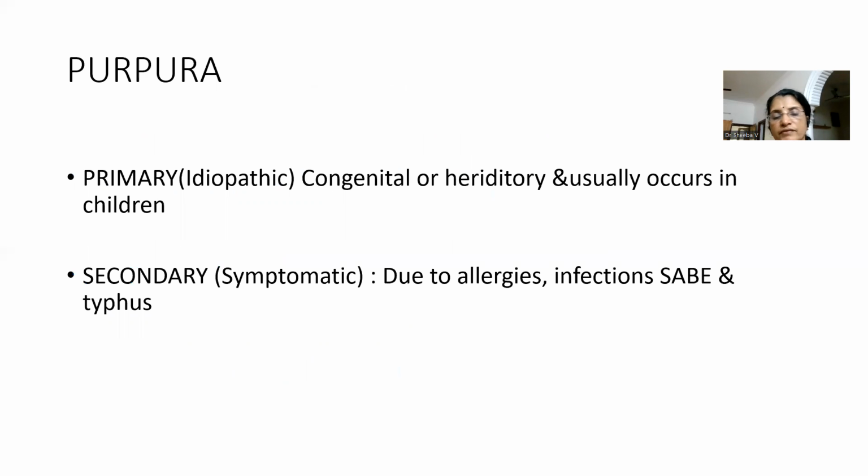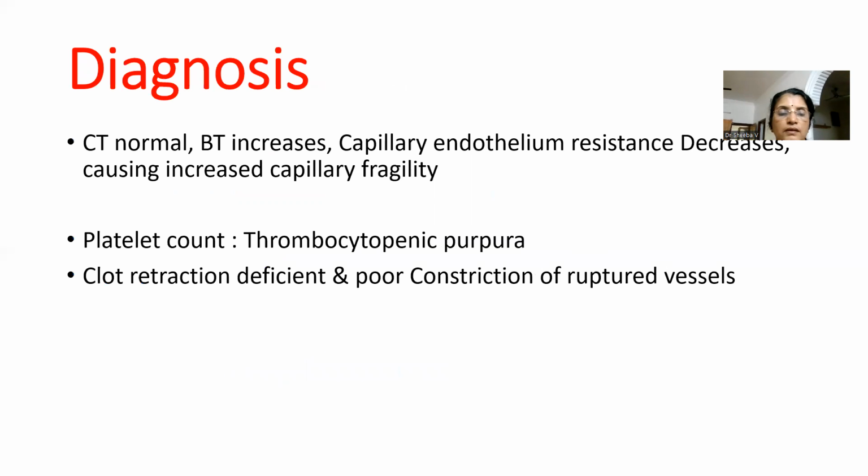Purpura occurs either due to the deficiency of platelets or due to capillary defects. Here purpura can be diagnosed by the normal clotting time, but when we do the bleeding time it is prolonged. And then, what is the significance?